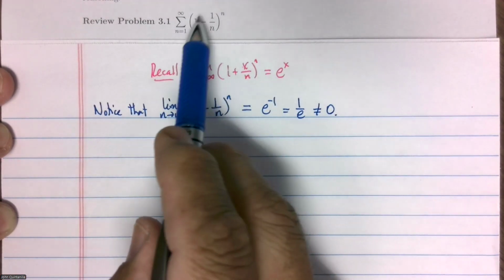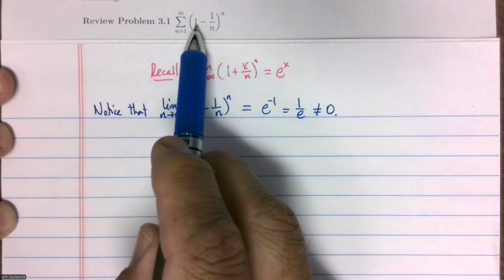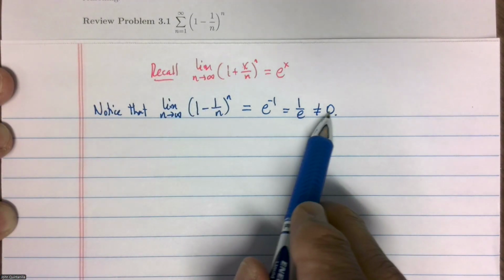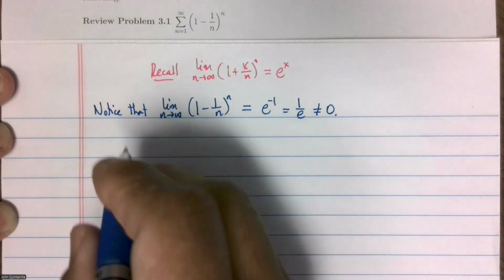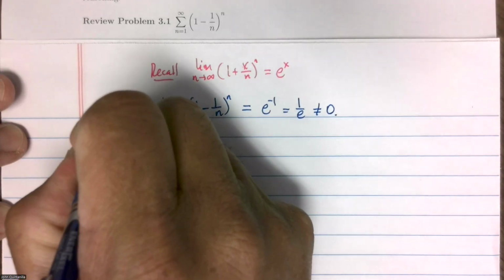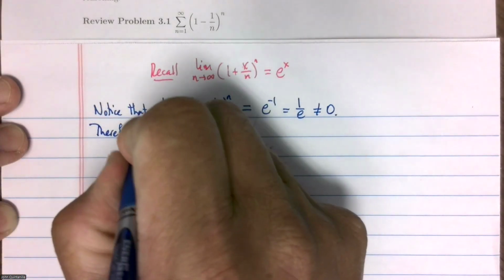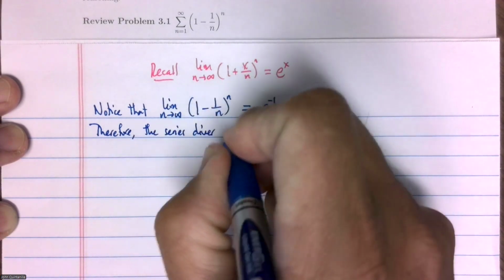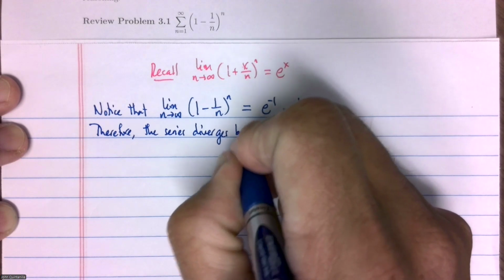So for a series to converge, the nth term has to go to 0. But in this case, the nth term does not go to 0. It goes to something else. And so therefore, the series diverges by the divergence test.